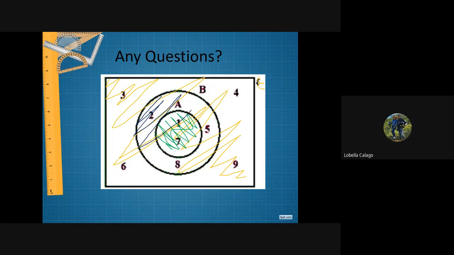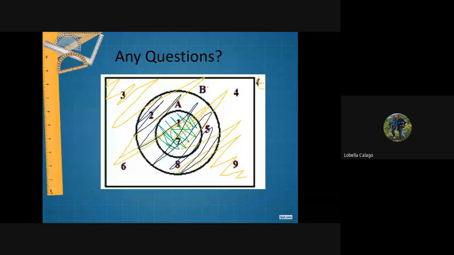So, A is a subset of B. So, yan po ang set B. And yung yellow is the universal, yung green is the set A, and yung blue is the set B. So, this will be your activities under sets in your Google Classroom. So, any question po? So, we're done.